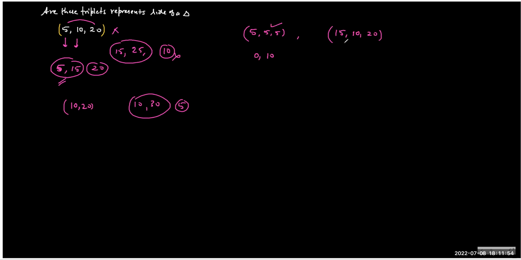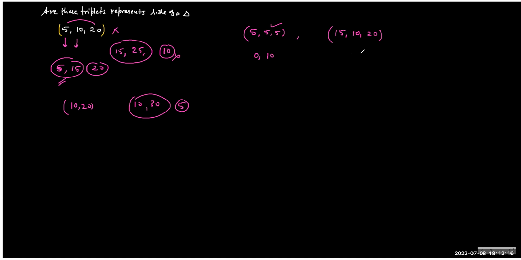So is it possible to have a triangle? No, sir. Why no? Because 20 does not lie between the difference and the sum of 15 and 10. The difference is the lower limit and the sum is the upper limit. It should be between the lower and upper.